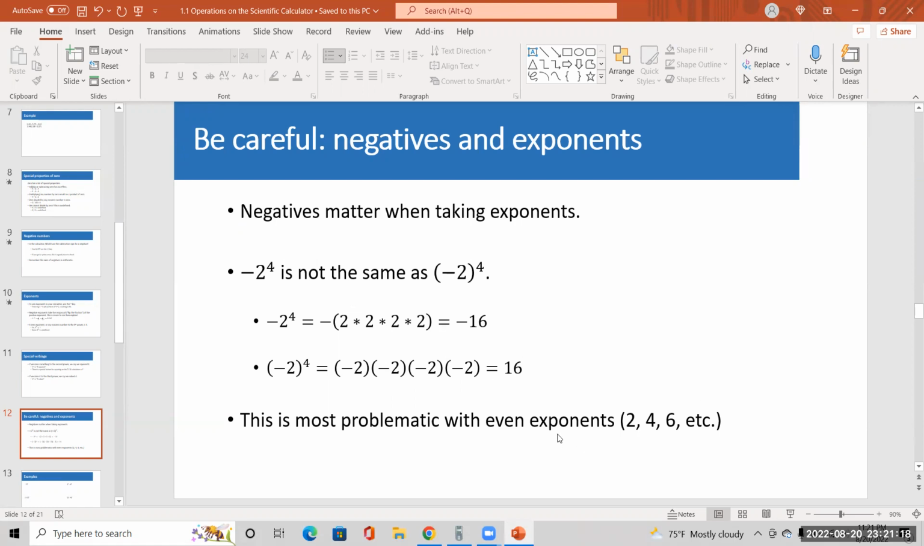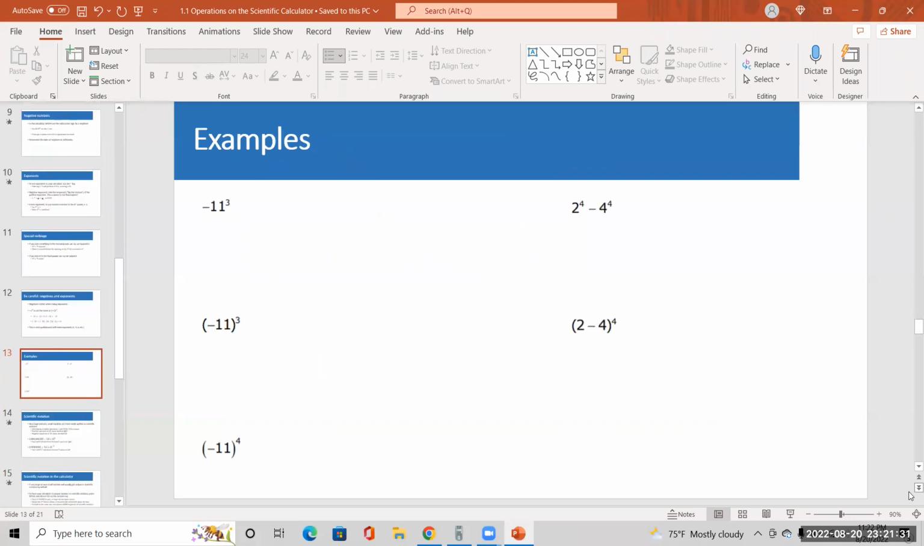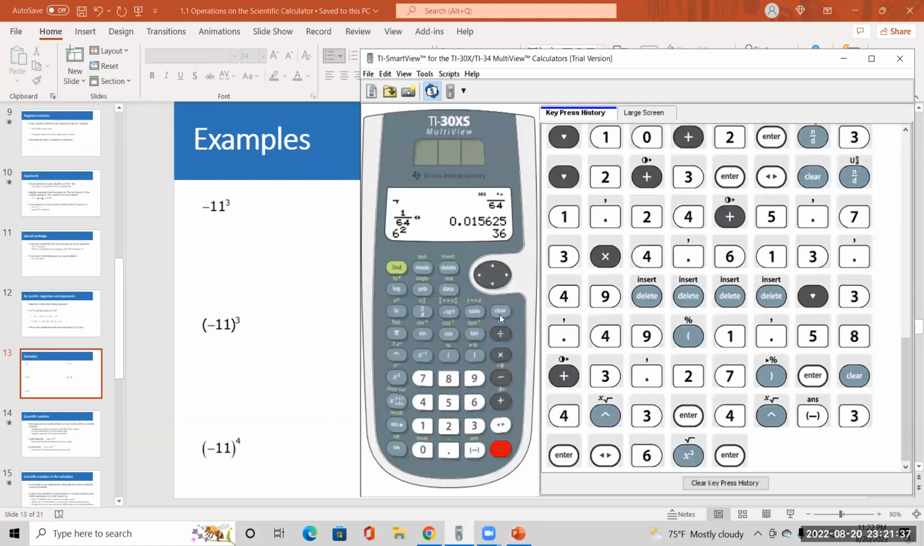Even exponents are where this causes an issue. Odds tend to keep their negatives if they're negative. But if you have an even exponent, you can get in trouble. Okay, so take a few minutes and let's practice these. If you need to pause, go ahead.